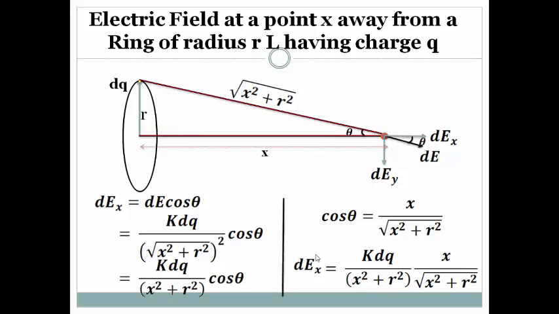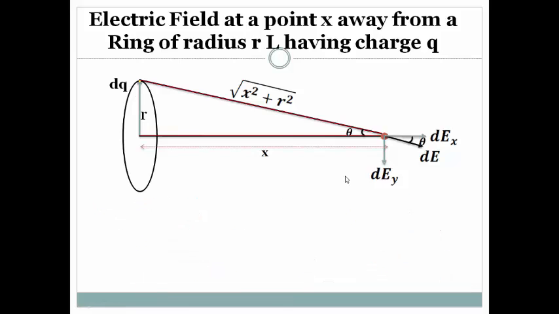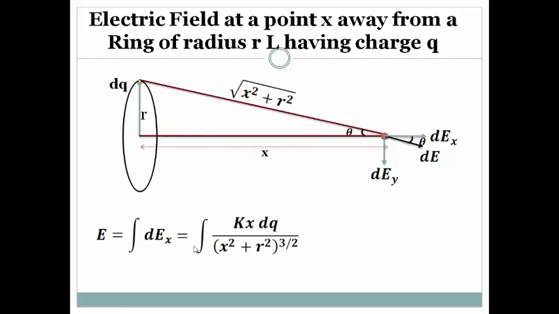Now this is the electric field due to this tiny element having charge dq. Therefore to find the electric field due to the entire ring, we need to integrate. So integration of dEx will give you the value of final E, that will be equal to integration of kx dq upon x square plus r square raised to 3 by 2.